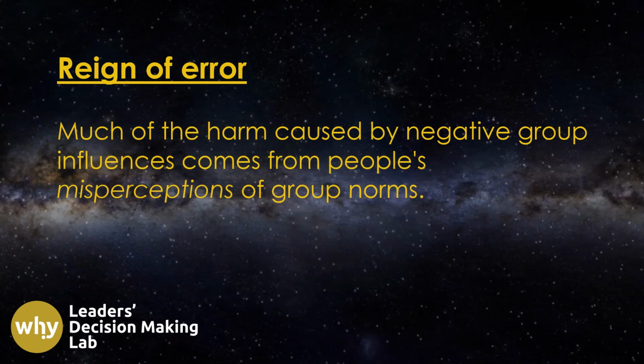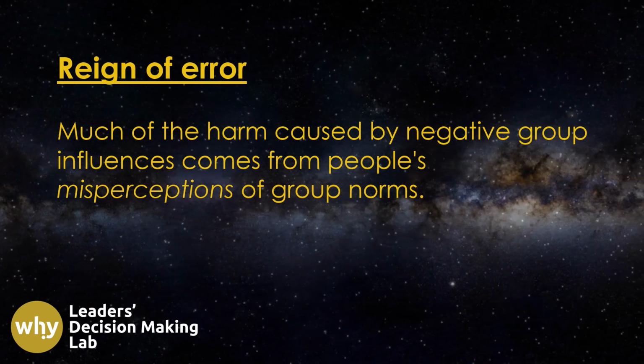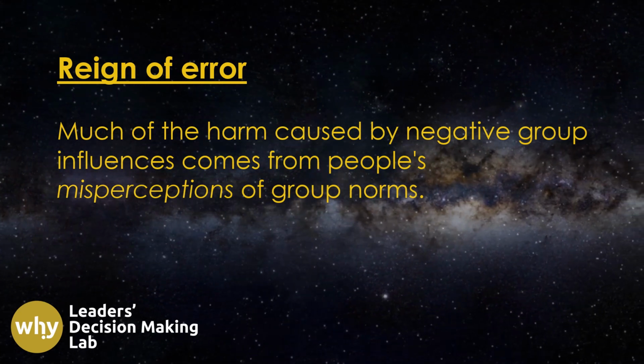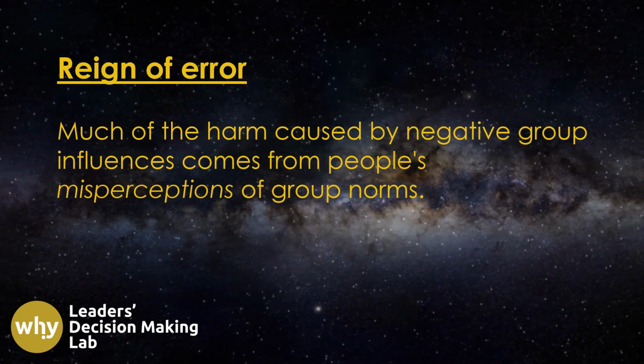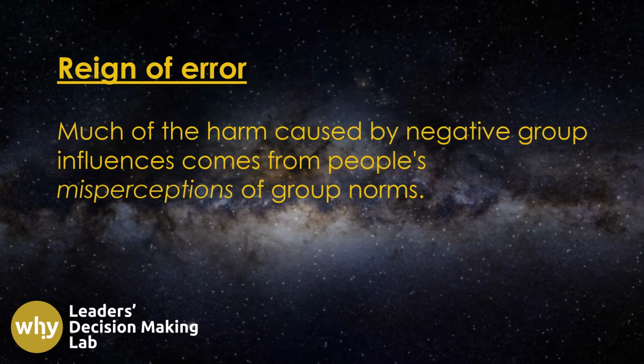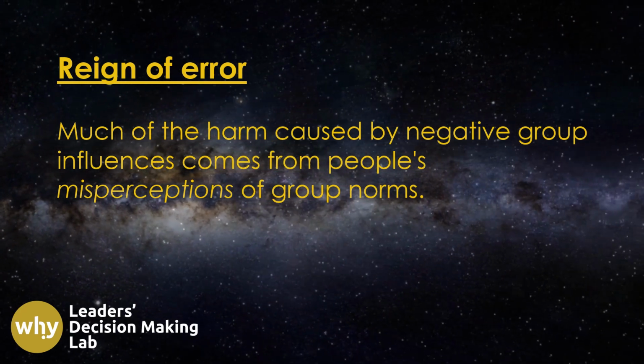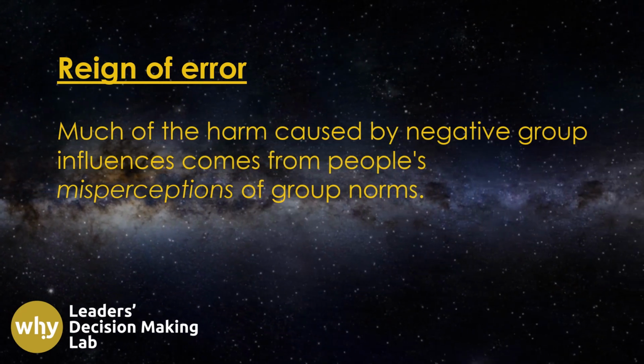This misperception can lead people to engage in similar negative behavior due to the pressure to conform to the perceived norms. This phenomenon is known as a reign of error. Much of the harm caused by negative group influences comes from people's misperceptions of group norms. Applying the reign of error to the management context, this misperception of norms can have adverse effects on organizations.